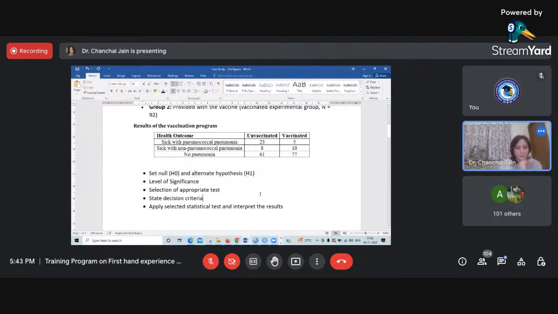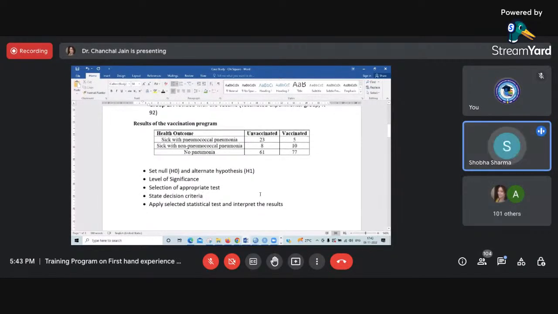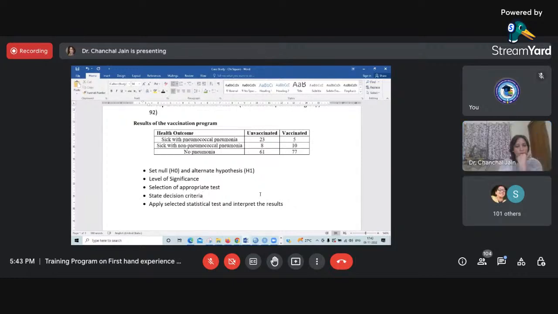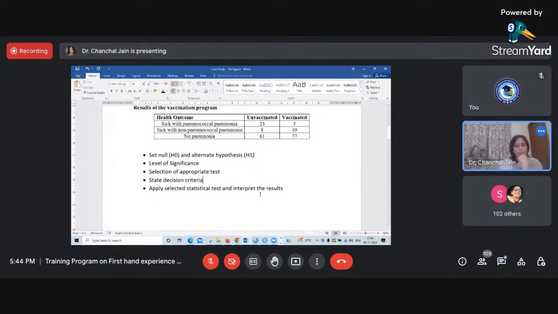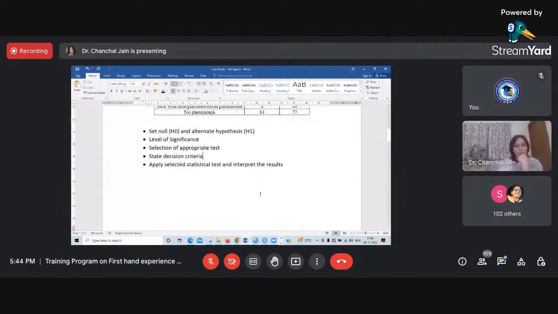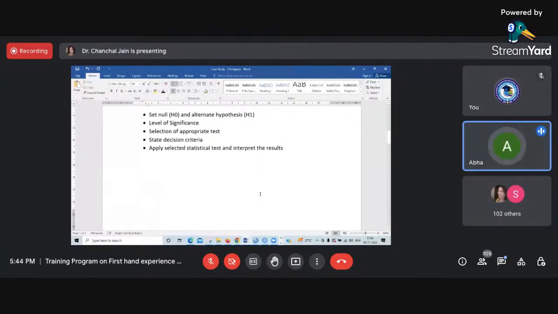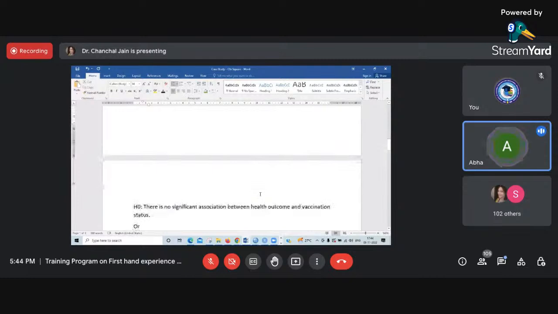Anyone will try? Madam, vaccination affects the disease. Okay. Anyone else? There's no relationship between vaccination and the occurrence of pneumonia. Okay, good. Anyone else? There is a significant relationship between vaccination and pneumonia. Okay, good. Anyone else? H0 maybe, ma'am, there is no significant relationship between pneumonia and this vaccination. And alternative, maybe there is a significant difference between these.